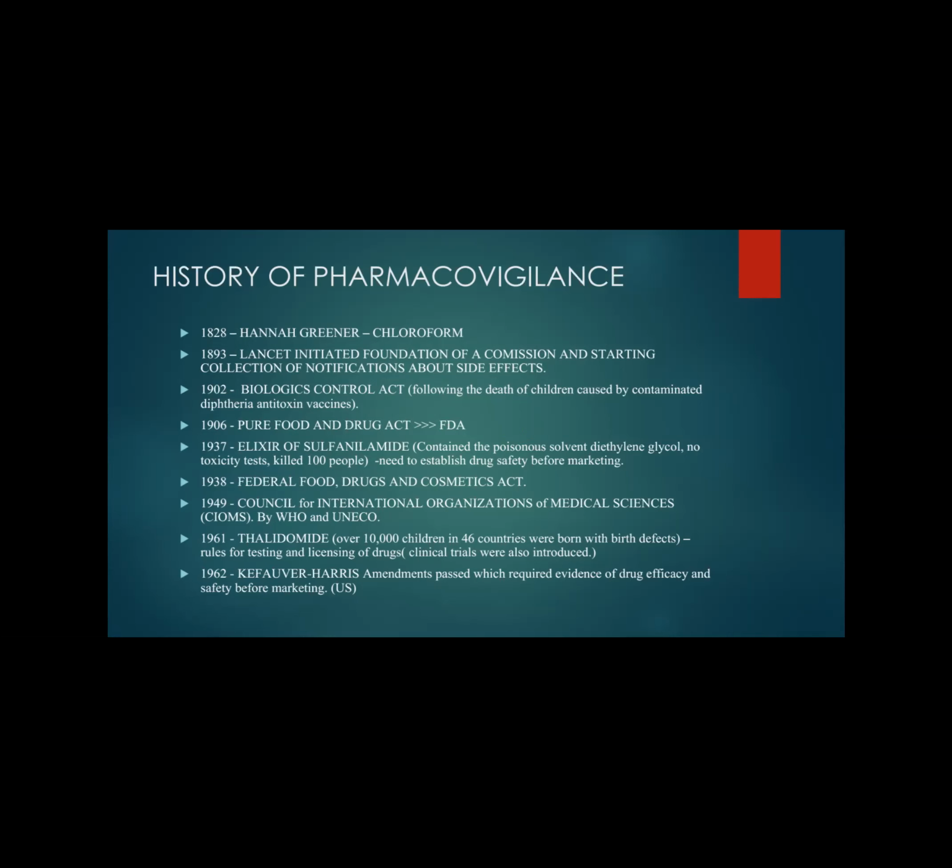1902 is when the Biologics Control Act was established. What happened here was that children died of a vaccine called diphtheria antitoxin. It was contaminated and it led to the death of many children. So the Biologics Control Act was formed in 1902. 1906, the Pure Food and Drug Act was established.